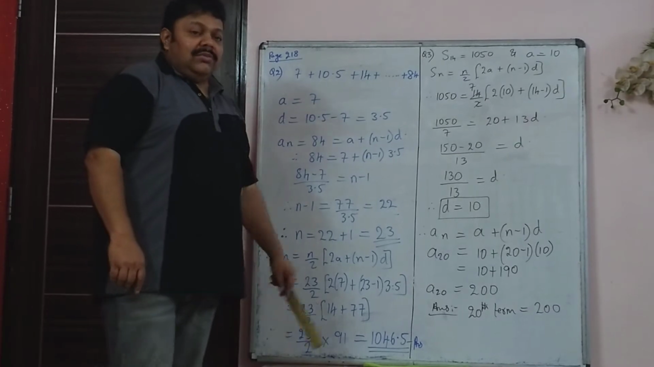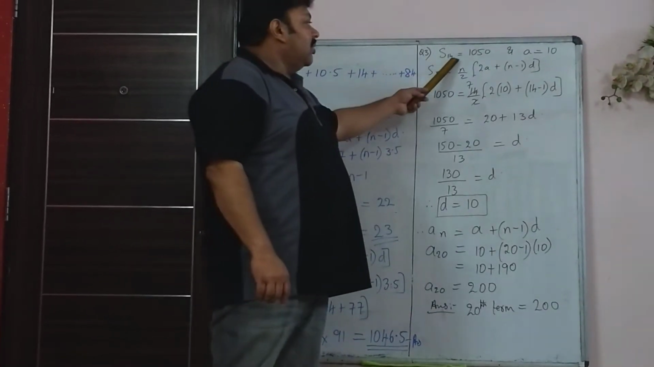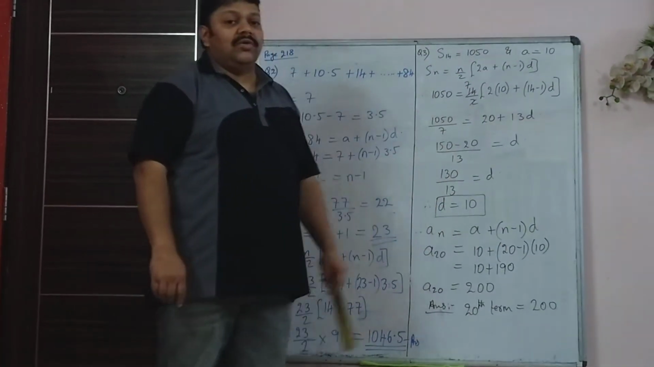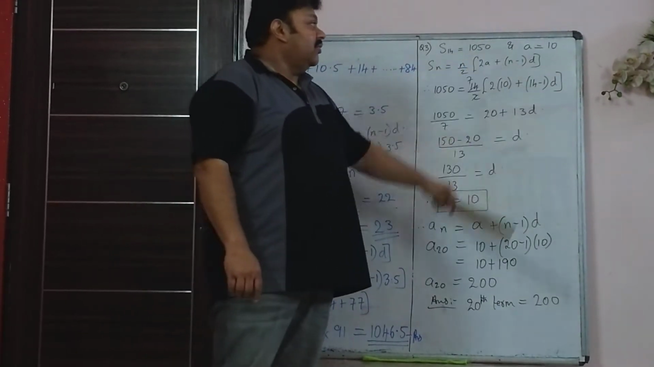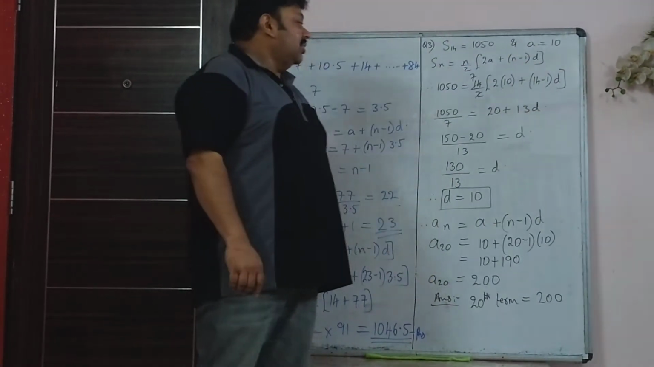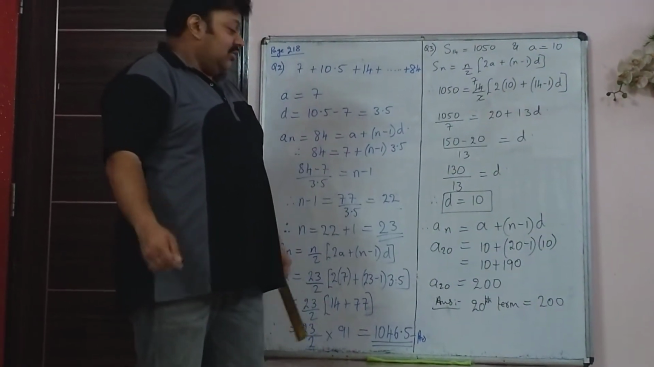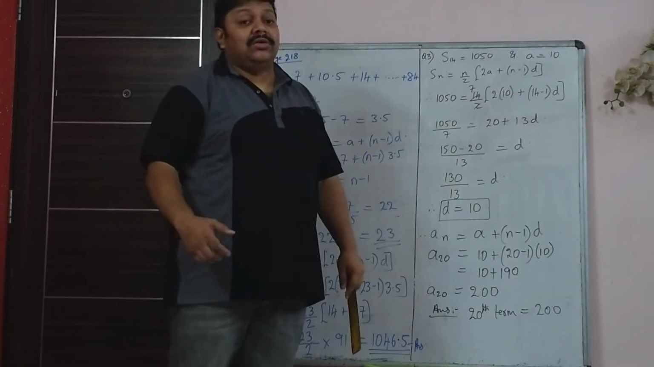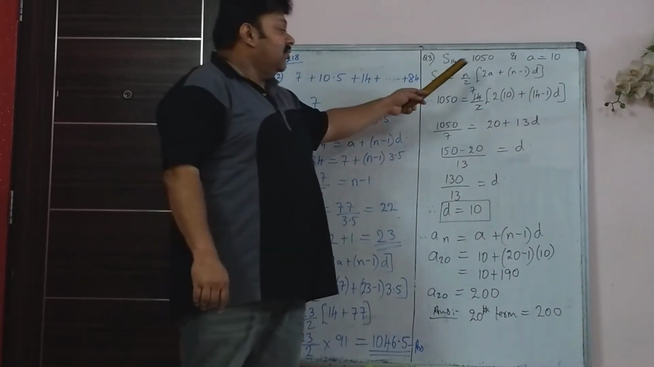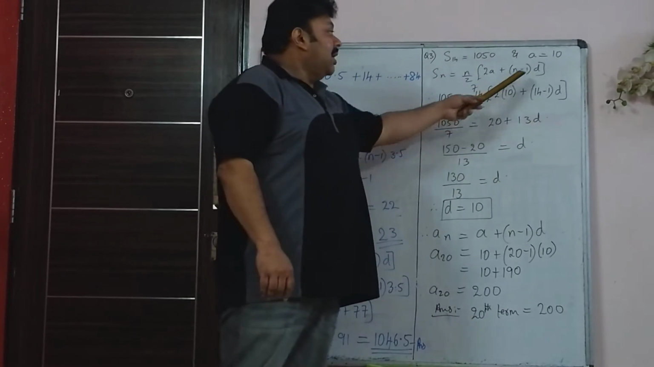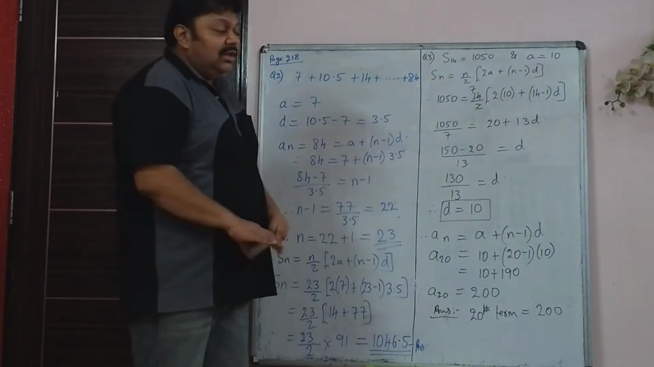Now, question number 3. You have been given that the sum of 14 terms of an AP is 1050 and the first term is 10. You are asked to find the 20th term. The sum is already given for 14 terms, so from that we need to find what D is.